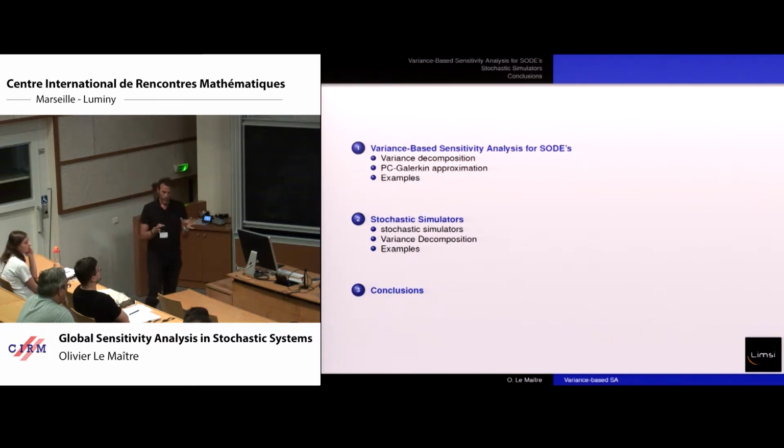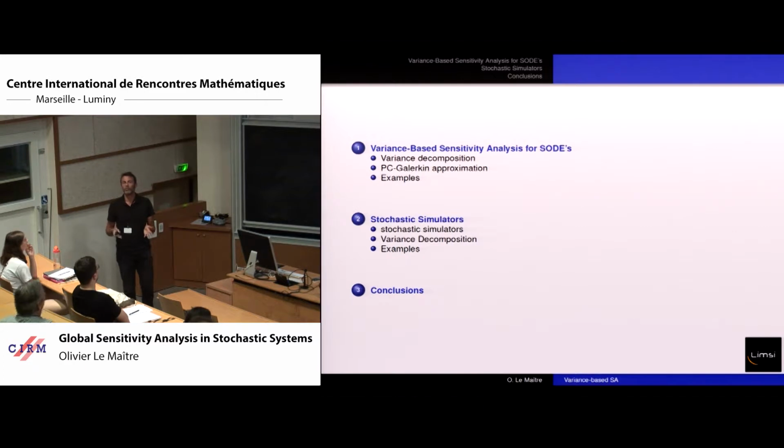So I will have two parts in this presentation. In the first part, I will focus on the case of stochastic ordinary differential equations, so typically scalar ones, so ordinary differential equations driven by some Wiener noise. And I will show how we can consider this equation plus some parametric uncertainty and how to solve this equation by means of polynomial chaos expansion. And in the second part, I will go to the stochastic simulators. And treating this type of system, I will have to introduce new questions that we believe are quite interesting.